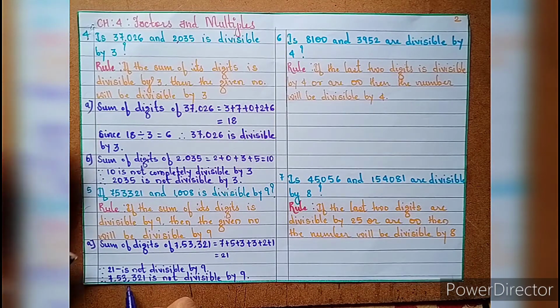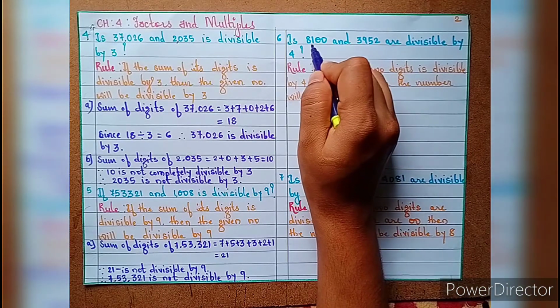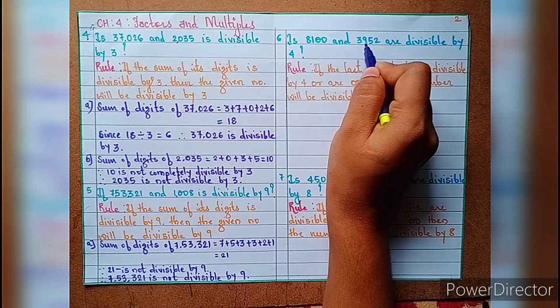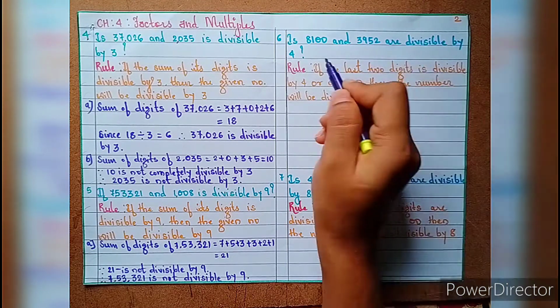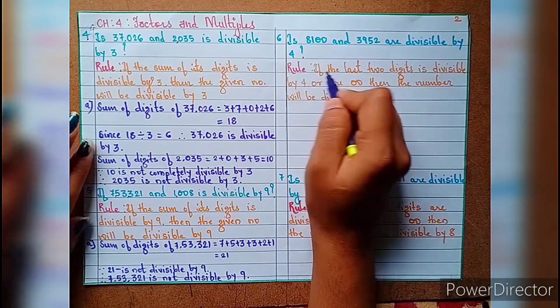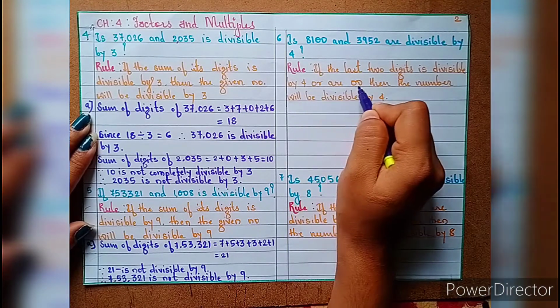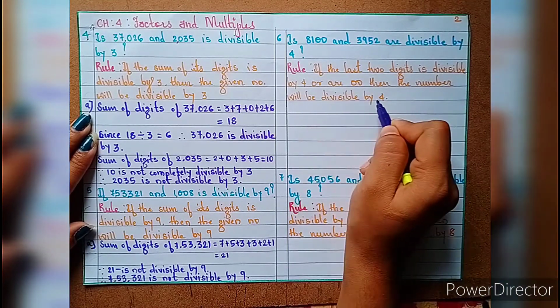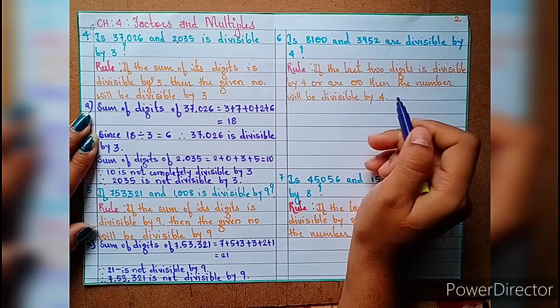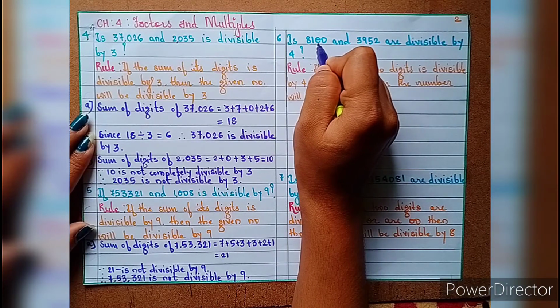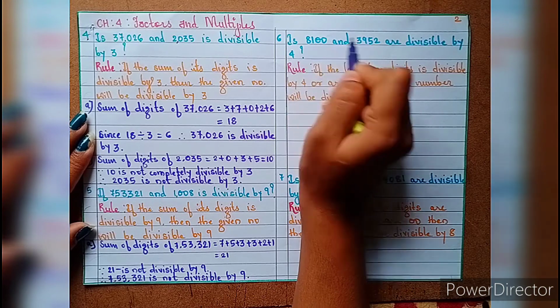Therefore, 7,53,321 is not divisible by 9. Let's see, are 8,100 and 3,952 divisible by 4? Let's check the rule now. If the last two digits are divisible by 4 or are 0, then the number will be divisible by 4. So we have to see if the last two places are 0. Yes, they are 0, so it is divisible by 4.